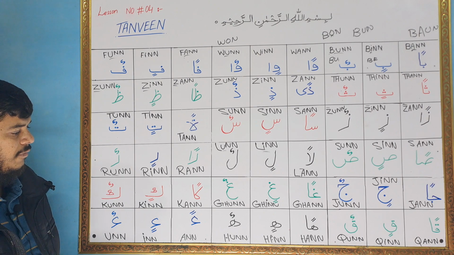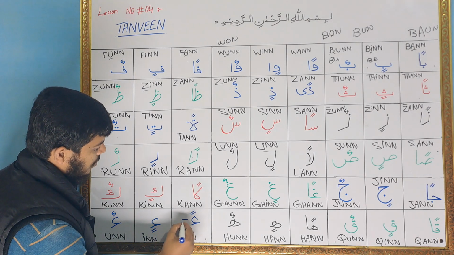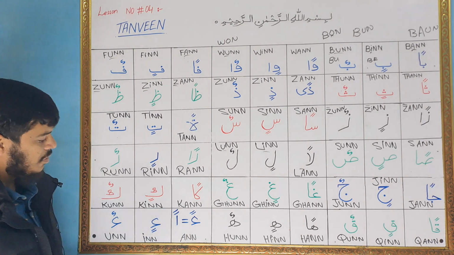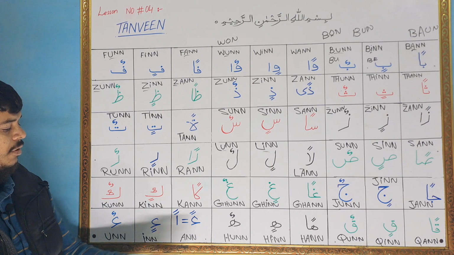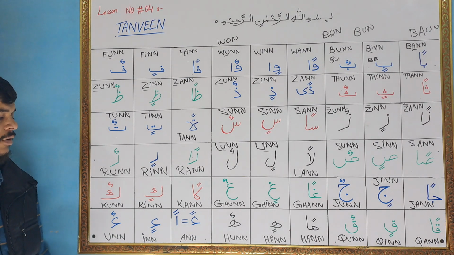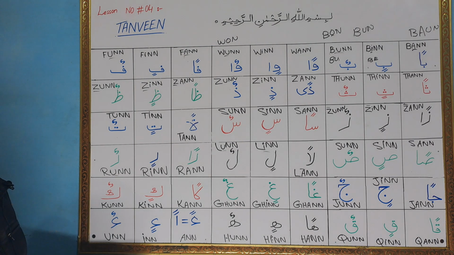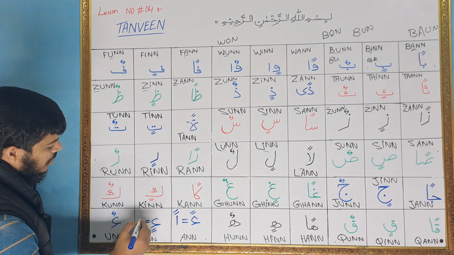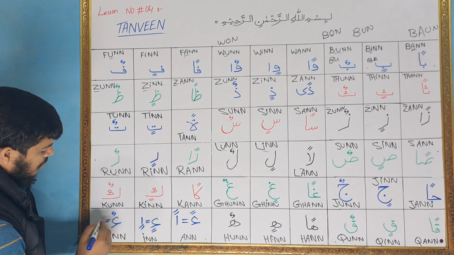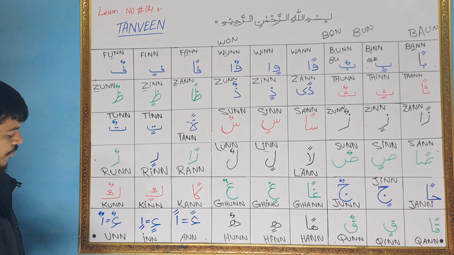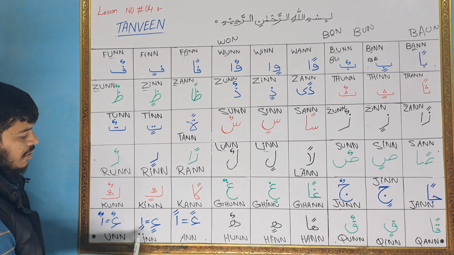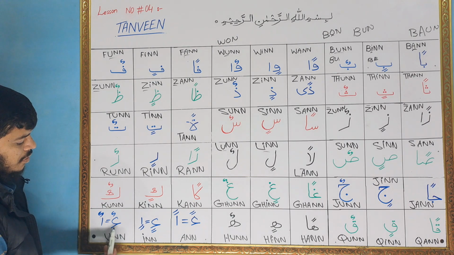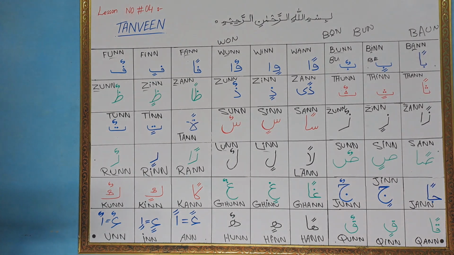Hamza double fatha will be an, and we remember alif and hamza are the same letters. So if alif comes with any fatha or kasra, or hamza comes, the same sound will appear. It is the same letter. So whenever alif comes, we will still read it like hamza. Okay, hamza double fatha, an, hamza double kasra, in, hamza double dhamma, un.